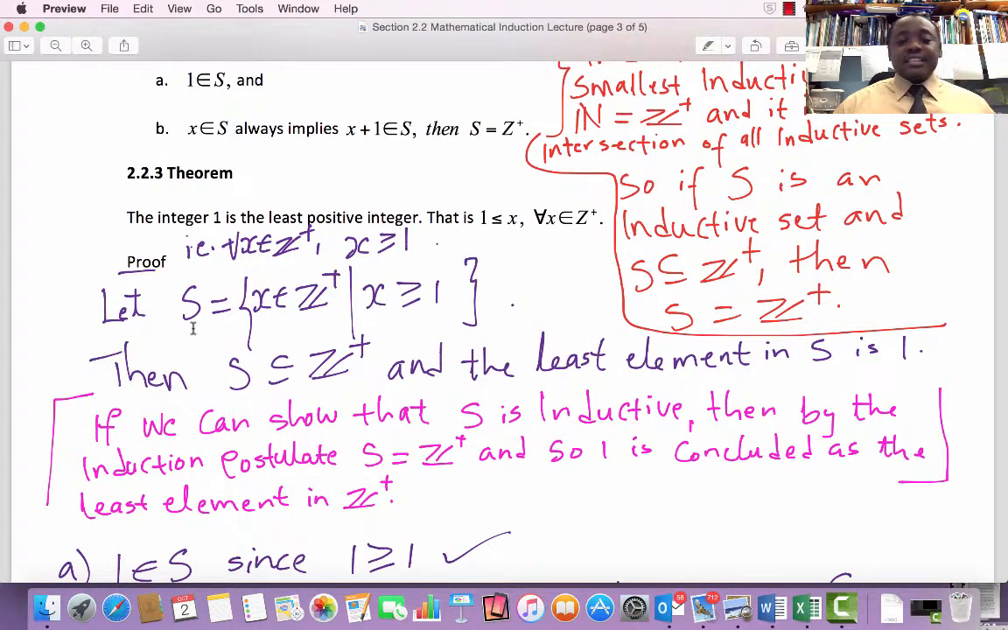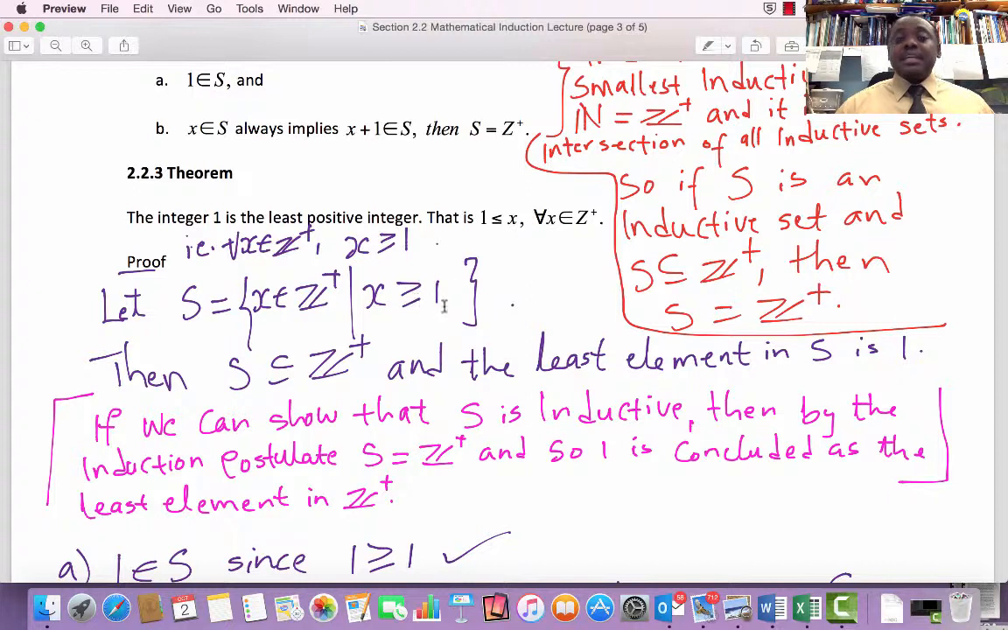Let S be the set of all elements in Z plus such that x is bigger than or equal to 1. Since all the elements in S are from Z plus, S is obviously a subset of Z plus. Now, all the elements in S are bigger than or equal to 1.